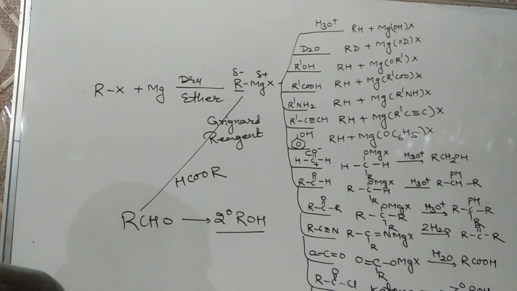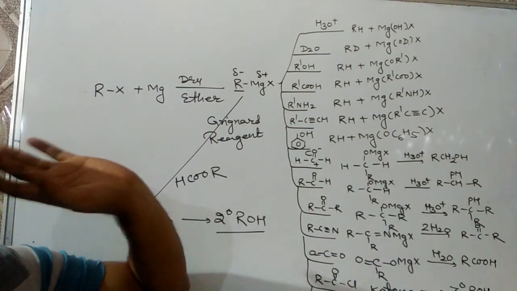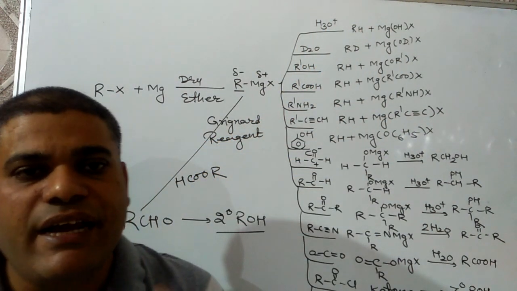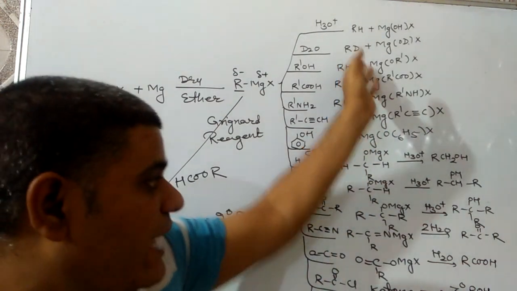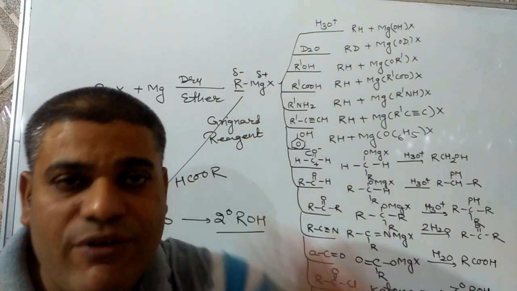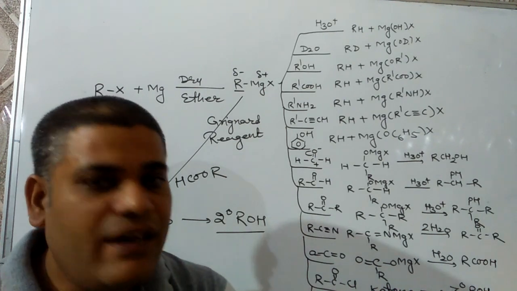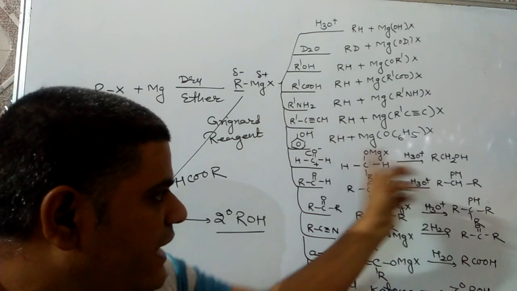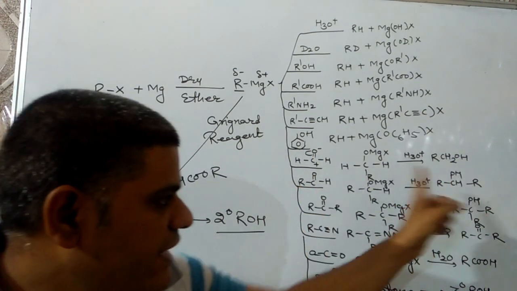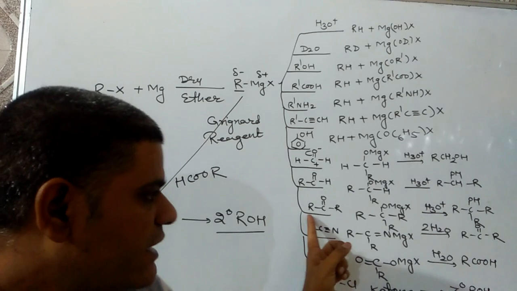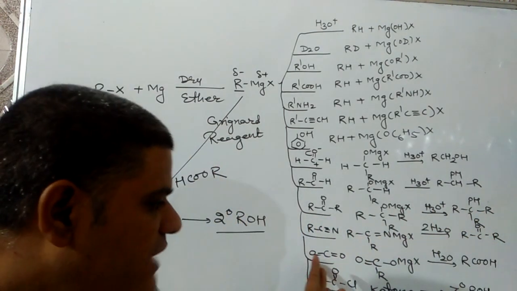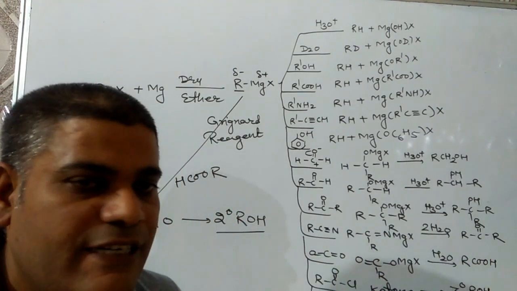I am repeating. When haloalkane reacts with magnesium metal, we get an organometallic compound known as Grignard reagent. It can react with those substances which have acidic hydrogen to give alkane, and that alkane should have carbon equal to the carbon in the Grignard reagent. When nucleophilic addition takes place, formaldehyde will give primary alcohol, any other aldehyde will give secondary alcohol, ketone will give tertiary alcohol, alkane nitrile will give ketone, and dry ice will give carboxylic acid.